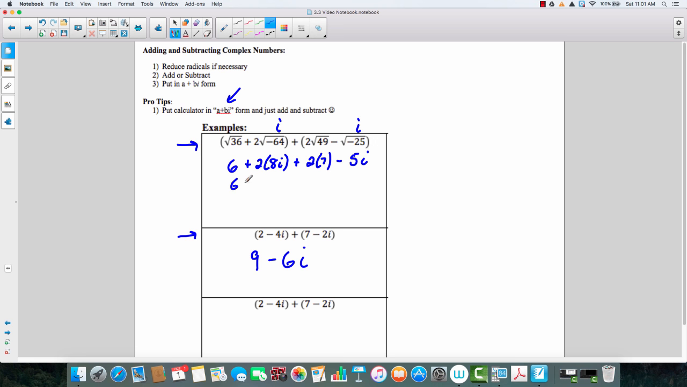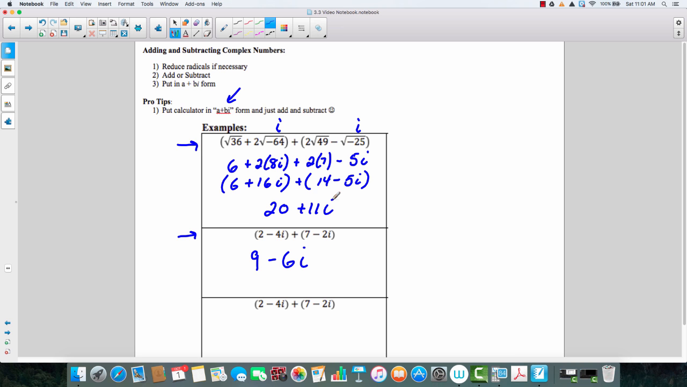Okay, so what do we have? 2 plus 16i. That's our first guy. Plus 14 minus 5i. Okay, this is pretty much straightforward. You know, add the a's, we got 20. Add the i's. What are you thinking? 11? 16 minus 5? Yeah, 11. Pretty cool.